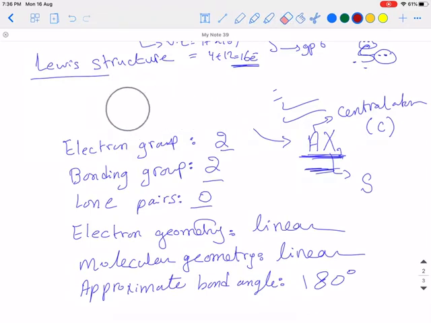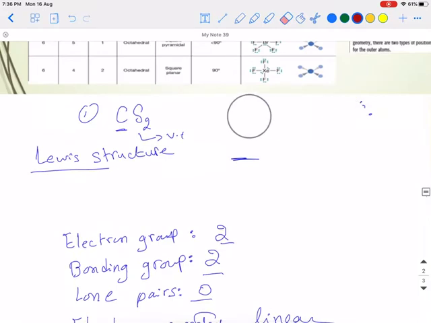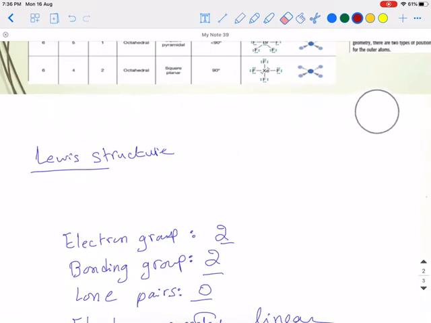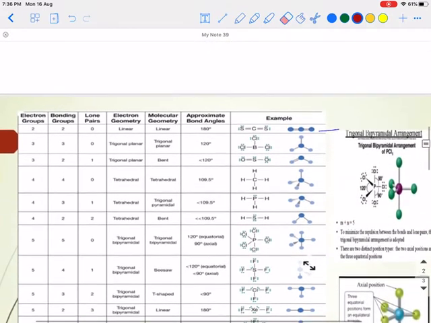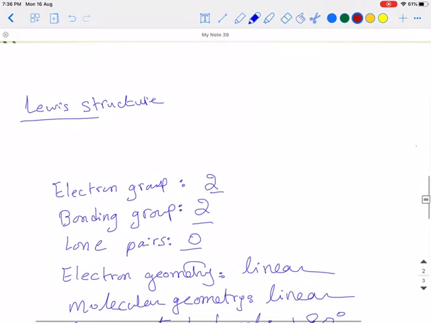the molecular geometry also linear, and the approximate bond angle is 180. Now let us move to the second example in the table in order to explain it. The second example given in the table is BCl3.